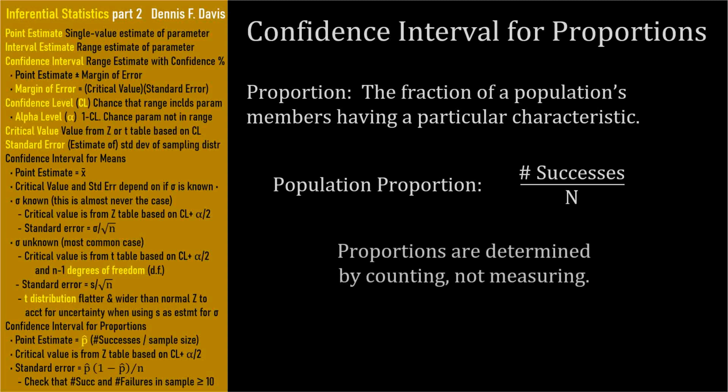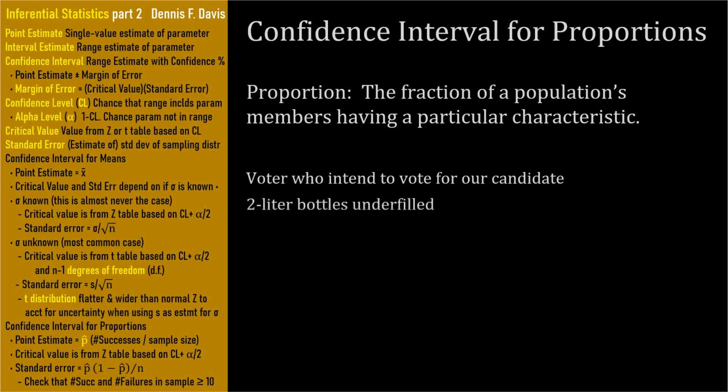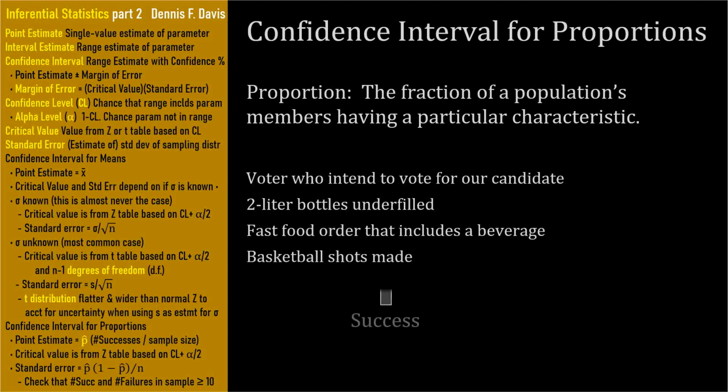So proportions are determined by counting, not by measuring. For our examples, a population member having these characteristics is counted a success. A population member that doesn't is a failure. Note that even characteristics that are negative, such as an underfilled 2-liter bottle, are still called successes. With proportions, the words success and failure don't mean good and bad. They mean what we're counting or not.